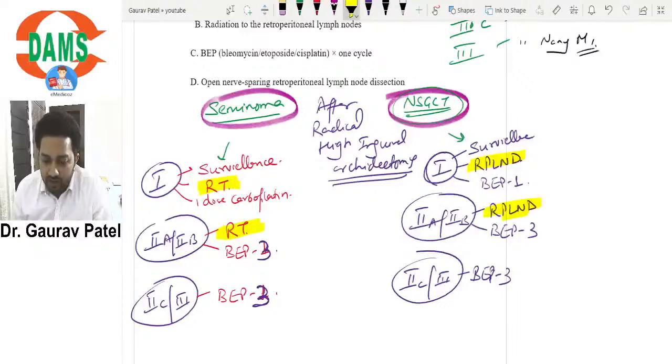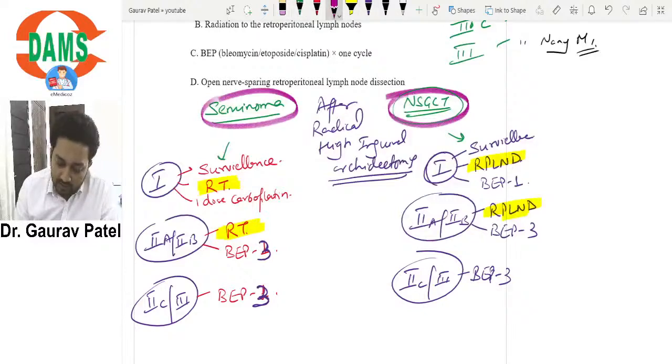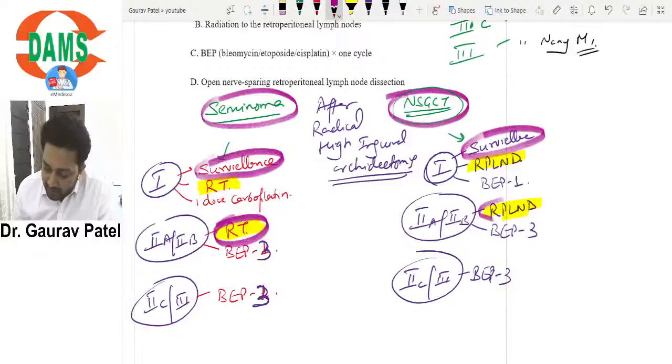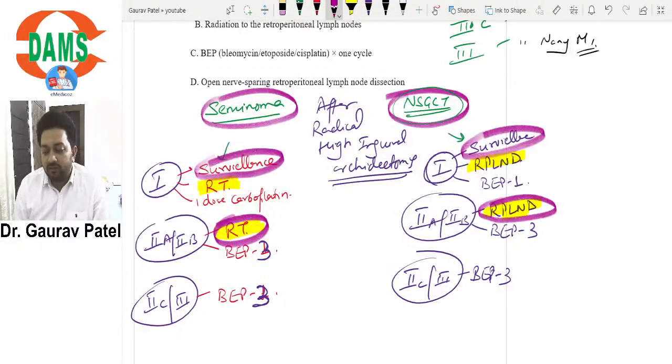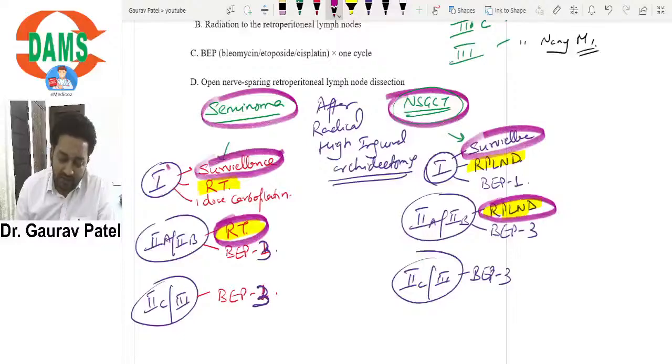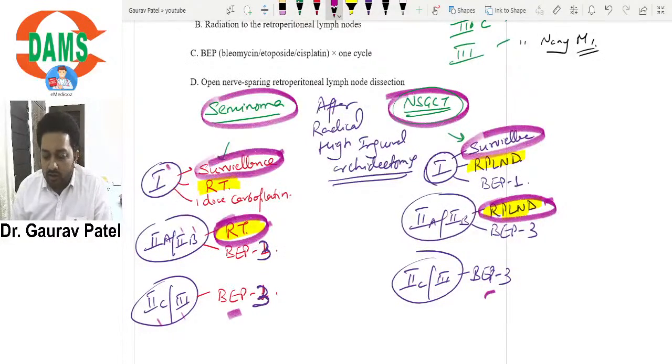How to decide between radio or chemo? See, this is the preferred treatment, out of multiple. There are other options also, but the preferred treatment is this. Suppose you find it difficult to remember, at least remember: in stage 1 surveillance, in stage 2A and 2B radiotherapy in seminoma, retroperitoneal lymph node dissection in non-seminoma, and 2C and 3 chemo. The encircled one is the preferred treatment and the others are the options.